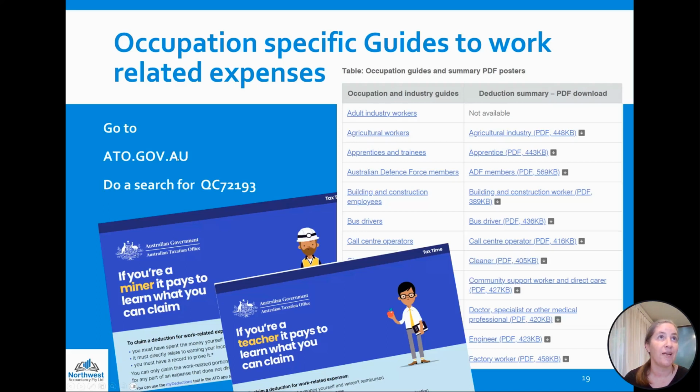Go to ato.gov.au, search for QC72193, and that should take you straight to that page rather than doing the longer search of occupation-specific guides.